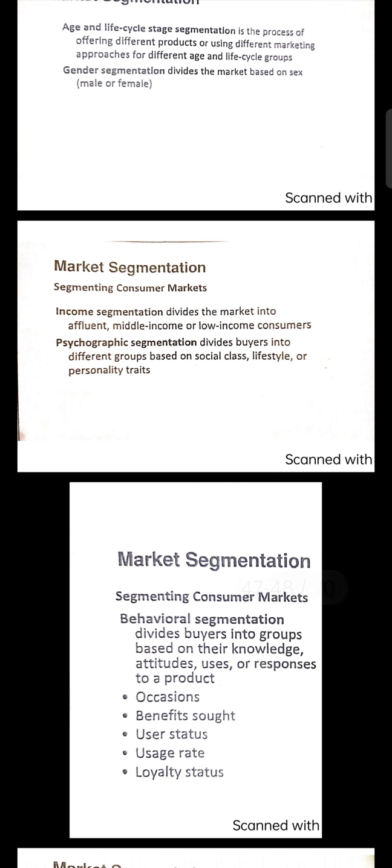Segmenting the consumer markets. Income segmentation divides the market into affluent, medium income, or low income consumers. Just now I mentioned high income group, middle income group, or low income group. Psychographic segmentation divides buyers into different groups based on social class, lifestyle, or personality traits. So it's more on the psychology side of the person.